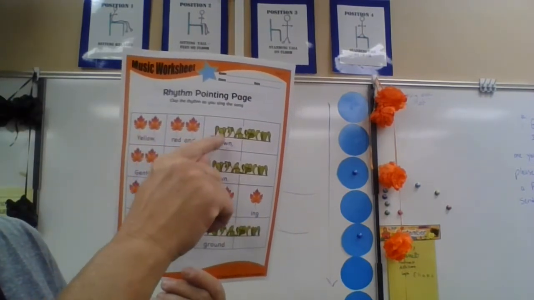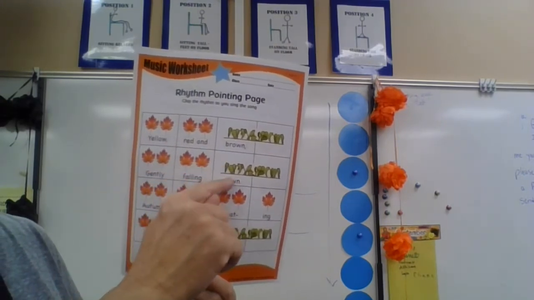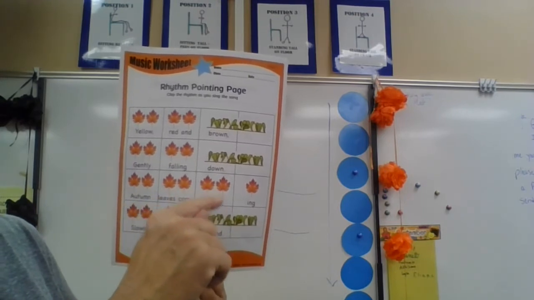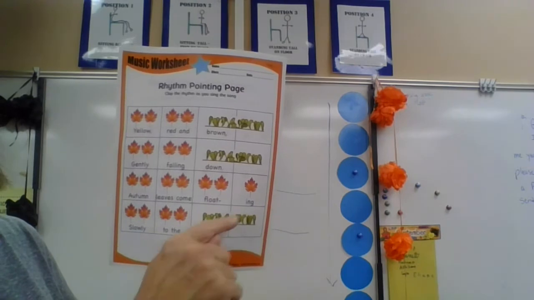Yellow, red, and brown, gently falling down. Autumn leaves come falling slowly to the ground.